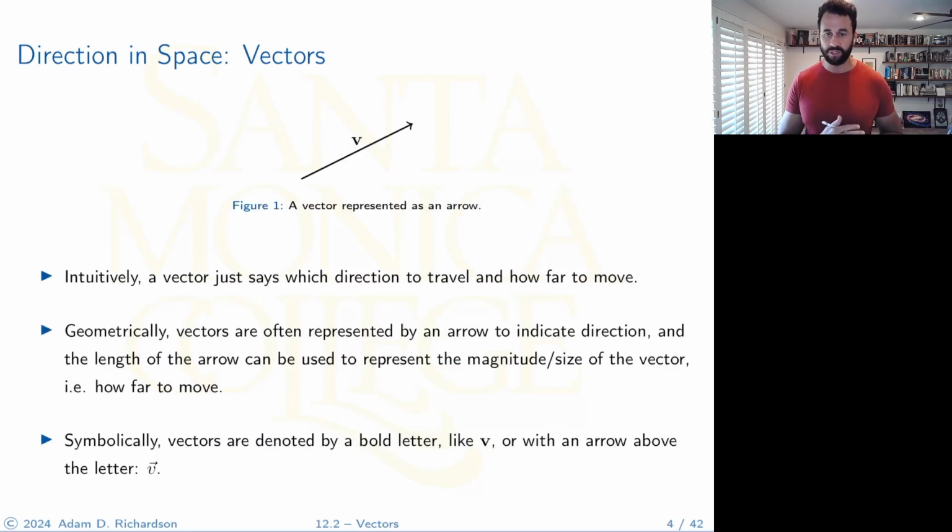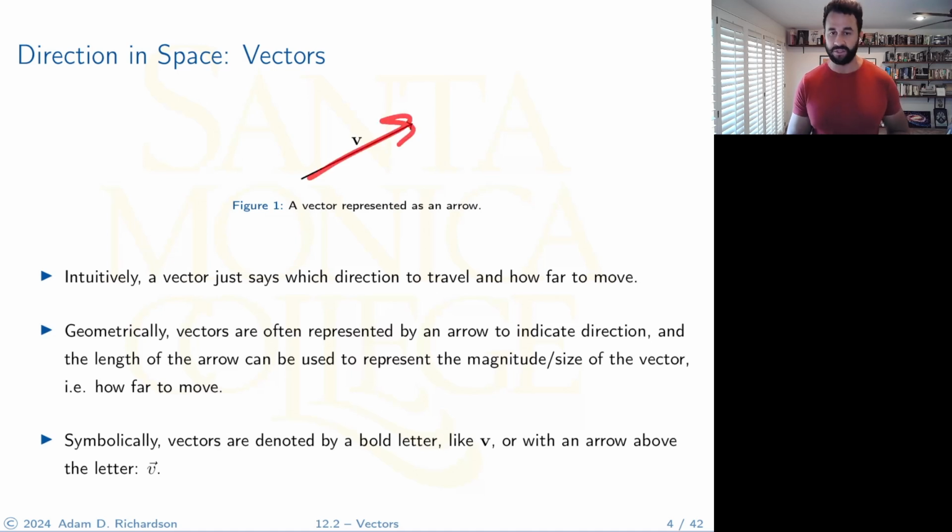A lot of times we'll use an arrow to represent vectors, but intuitively a vector just says which way to go and how far to move. So you could imagine this vector here as saying go in this direction and go this far in that direction. That's what a vector really is. It's got two parts to it. It's got a direction and a magnitude.